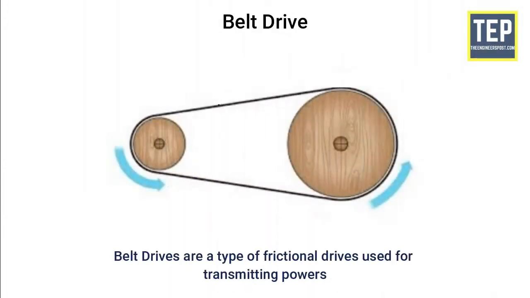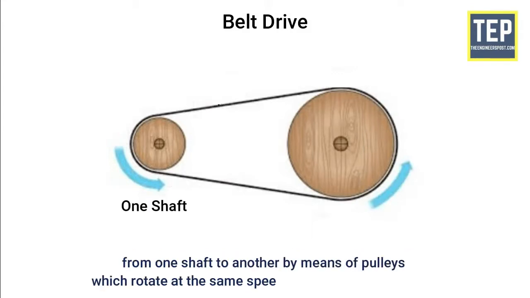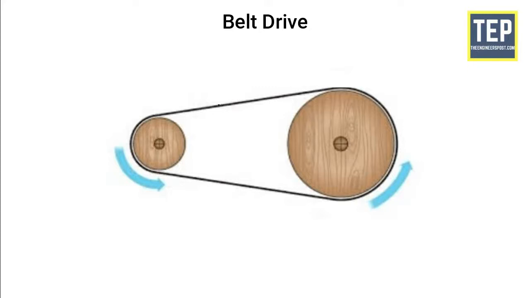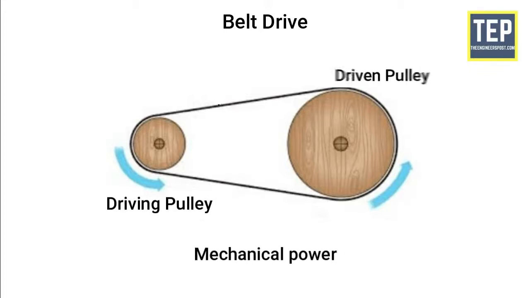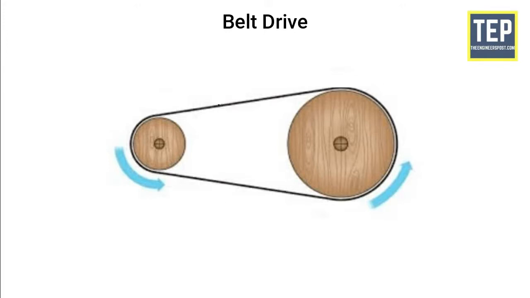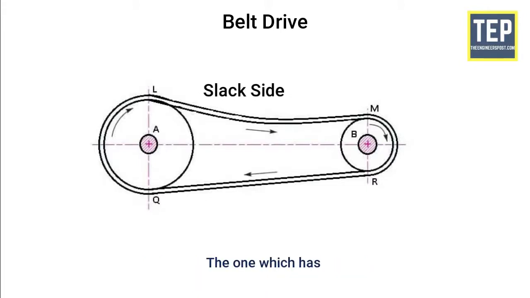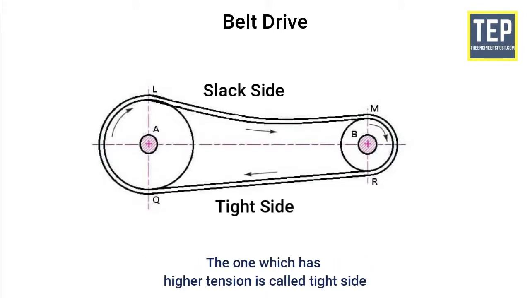Belt drives are a type of frictional drives used for transmitting power from one shaft to another by means of pulleys which rotate at the same speed or at different speeds. It consists of two pulleys over which an endless belt is passed. The mechanical power or rotary motion is transmitted from the driving pulley to the driven pulley. The portion of the belt which has less tension is called the slack side, and the one which has higher tension is called the tight side.